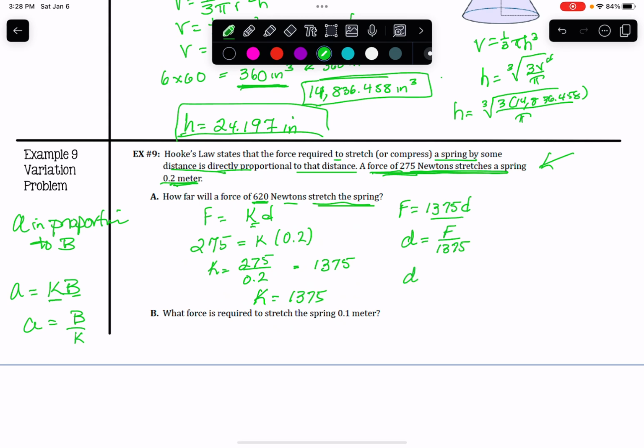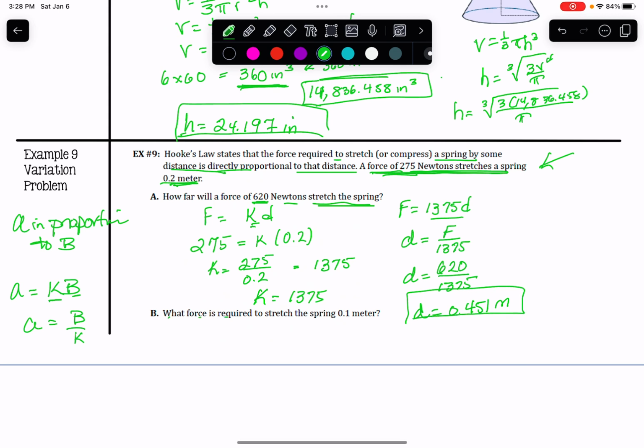So D would be the force, 620 newtons over 1375. So if you use your calculator again, 620 divided by 1375 gives you 0.451 meters. So D equals 0.451 meters. All right, so that's how you do that A.